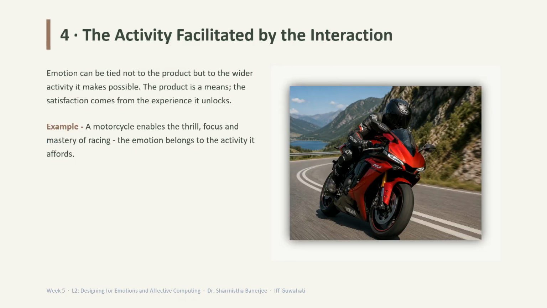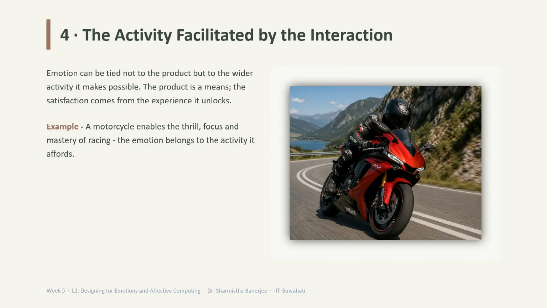Now coming to the fourth one, which is about the activity facilitated by the interaction. If you look at this person riding a sports bike with full gear, there is a feeling of joy, pleasure, excitement, all positive emotions because of the activity facilitated by all the objects involved. So emotion can be tied not to the product but to the wider activity it makes possible. The product is a means; the satisfaction comes from the experience it unlocks.